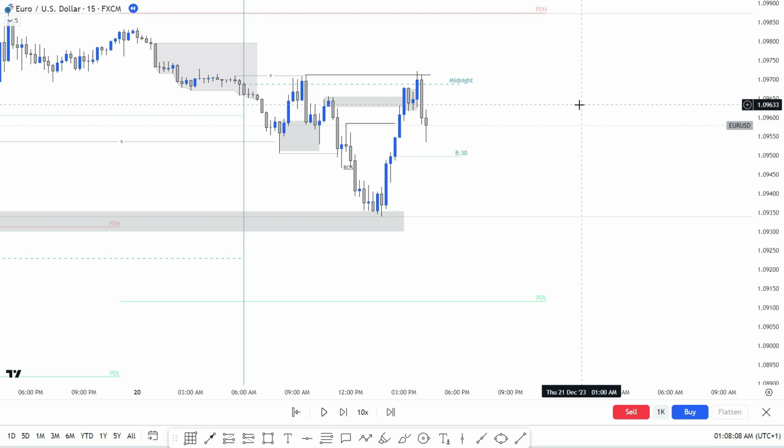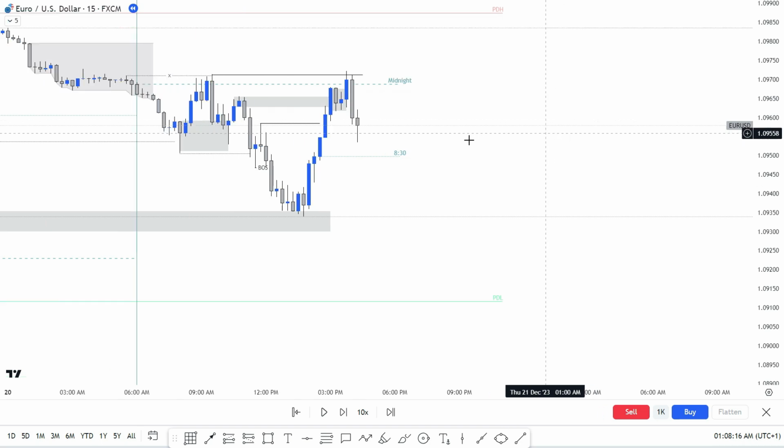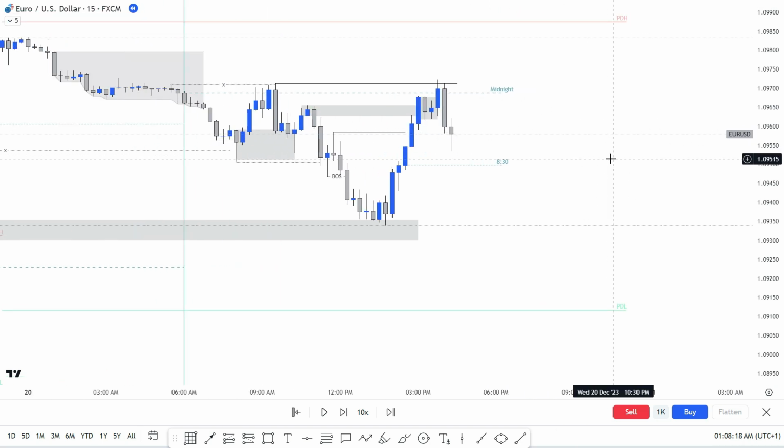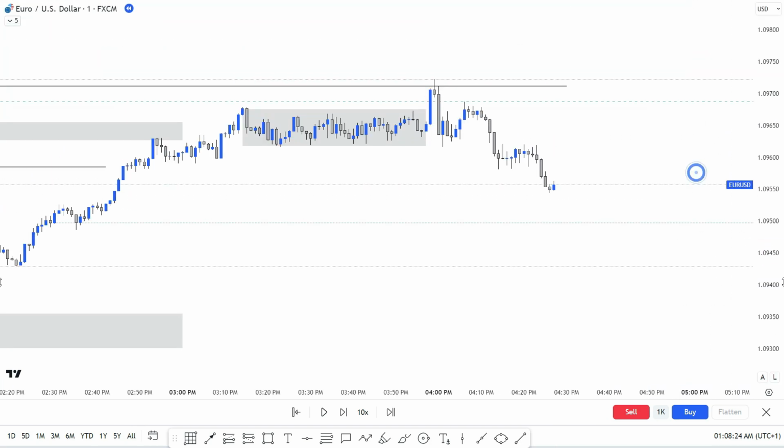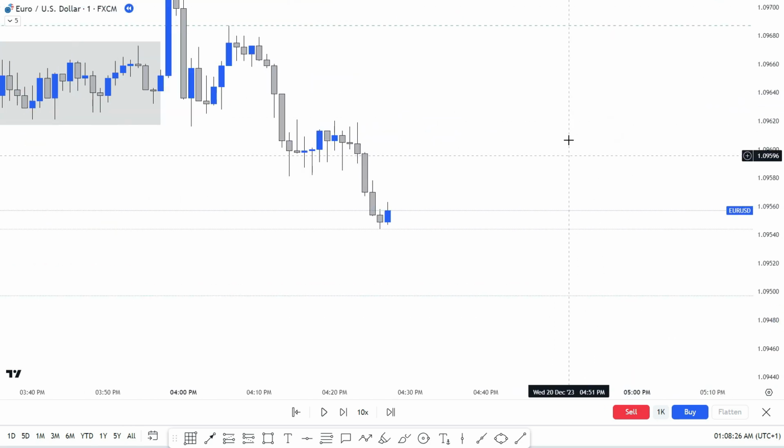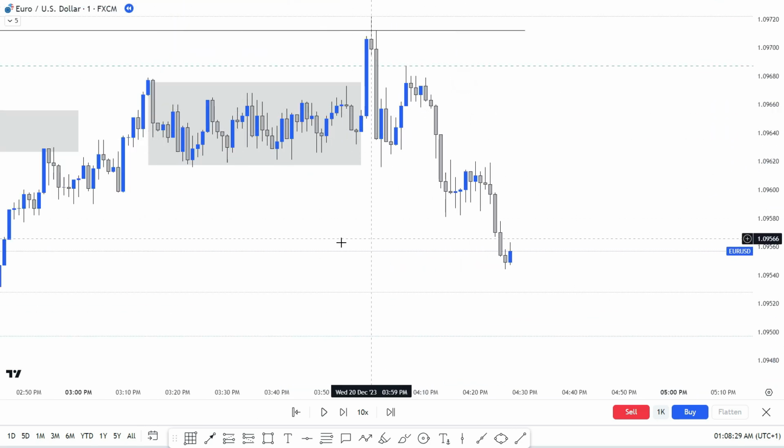But this must be done based on what? It must be done based on context. All right, must be done based on context. So now let me show you what I mean by context. I will go to the 1 minute time frame right now, and what exactly are we going to look for? We want to look for potential opportunities to get engaged.